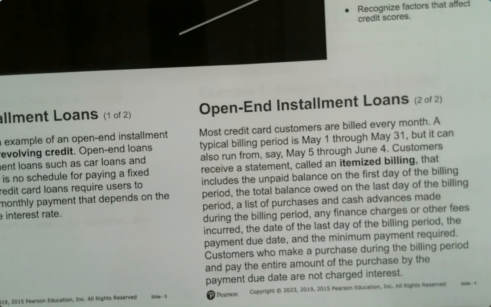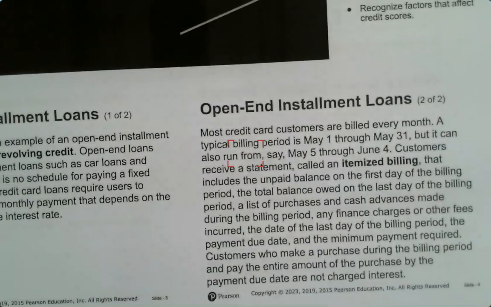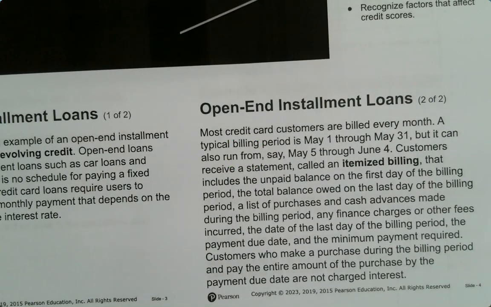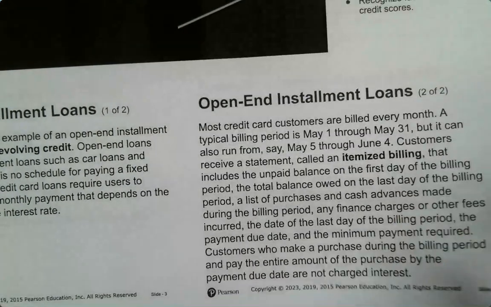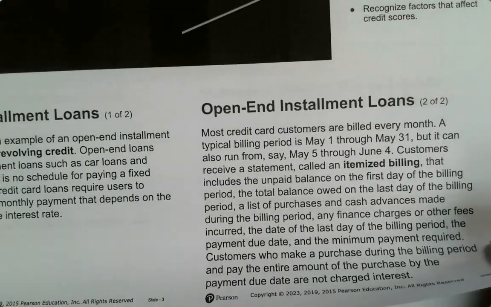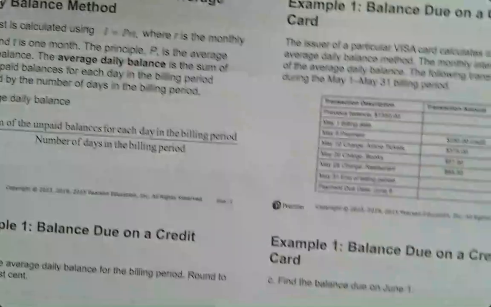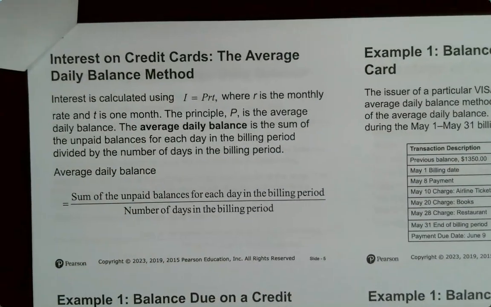So most of us will probably have had a credit card by now, and whenever you get your credit card statement, or if you look at the credit card statement online, you'll see an itemized billing where it shows all your purchases, all of your cash advances, your finance charges, and any other fees that occurred. Then it'll also tell you when your payment's due and how much it is. So it's going to change from month to month depending on your balance. Best thing you can do, pay it off every month.